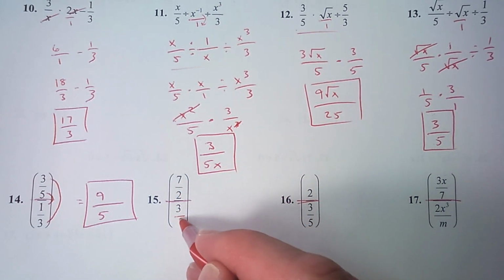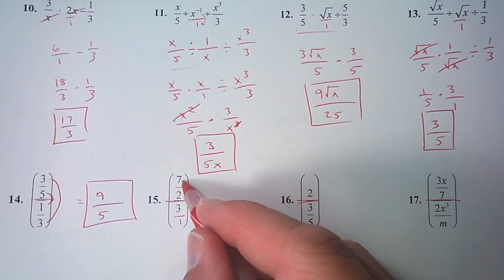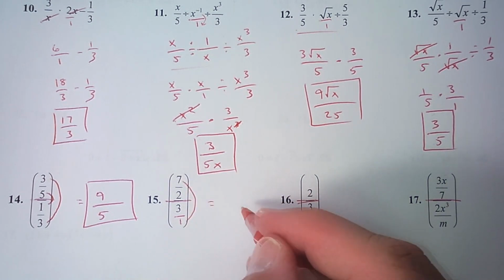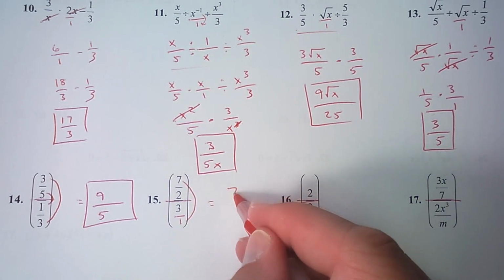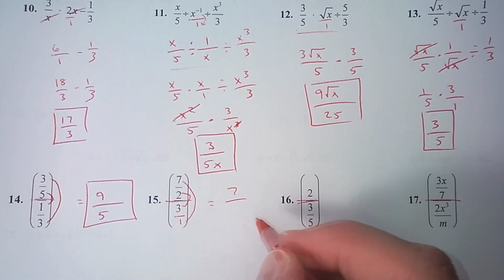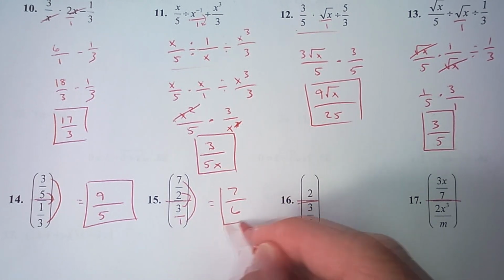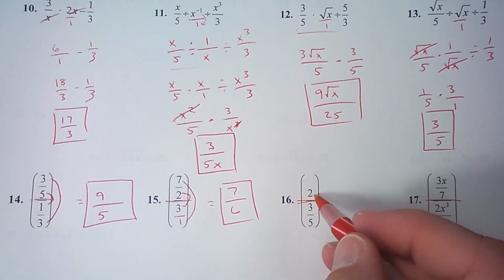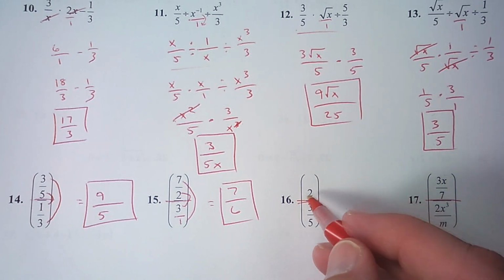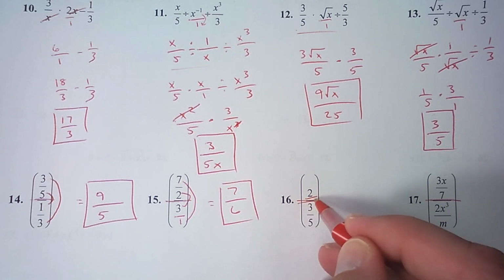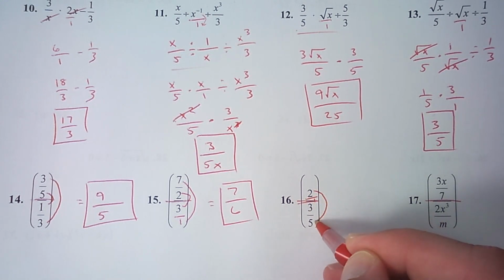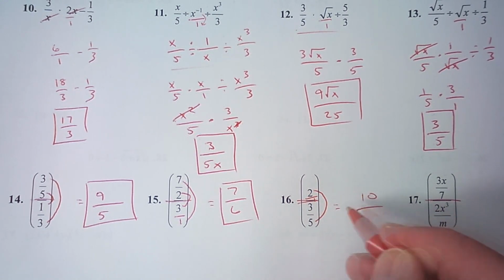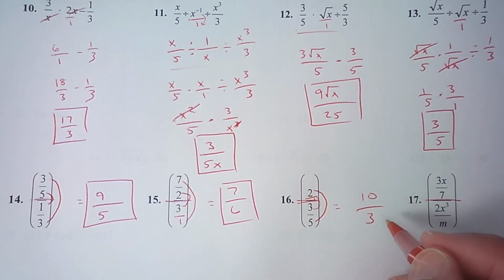Here I've got 3 over 1. So I've got 7 times 1. The outer loop, that comes out on top. The inner loop, 2 times 3, is 6. Okay, now this one I think is probably the trickiest one. This is 2 over 1, so my outer loop is 2 times 5. The inner loop is 1 times 3.